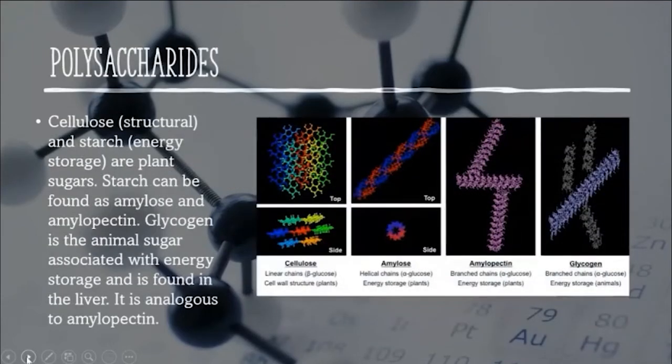Now on to the polysaccharides. So cellulose is a structural polysaccharide, and starch is also a plant saccharide. Cellulose is a plant saccharide, and so is starch. So amylose and amylopectin are forms of starch. You'll need to know that.